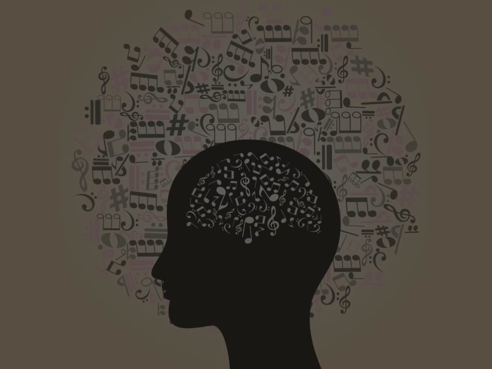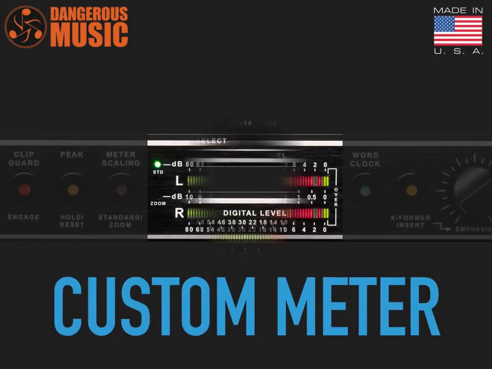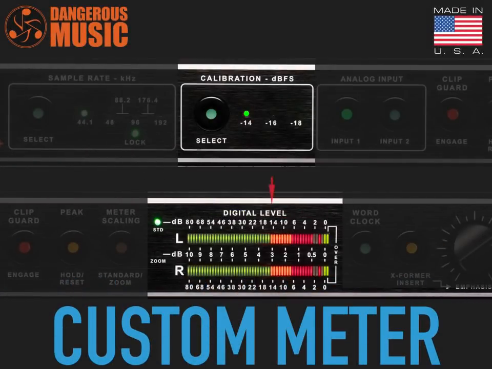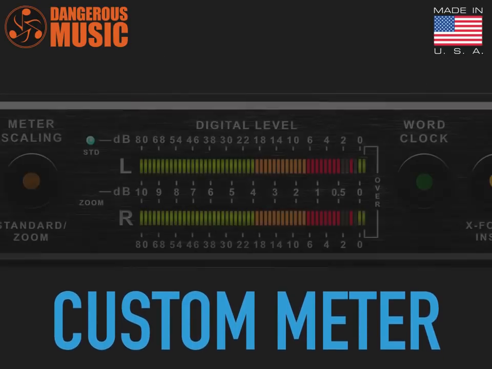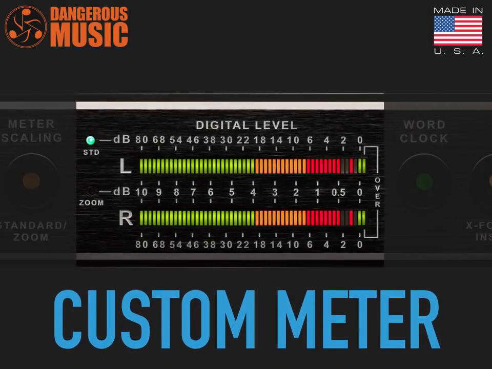Tip: the meters change from green to yellow at the user-determined calibration point. In other words, minus 14, minus 16, or minus 18, depending on the calibration selected. At minus 6, the LEDs turn red and the scale changes. Instead of 1 dB steps per LED, they are very refined 0.5 dB steps.